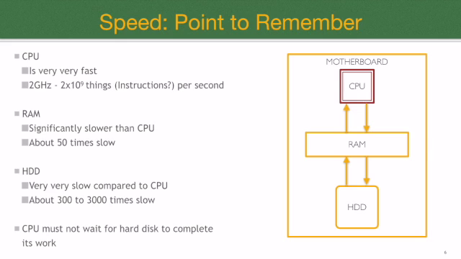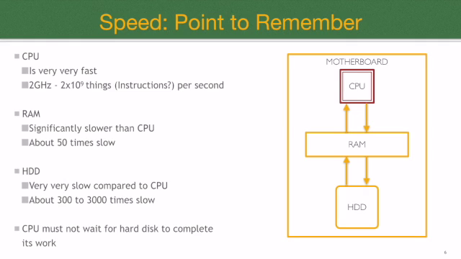It's very, very fast. To give you an example, when we say that this is our 2 gigahertz processor, which is a very slow processor to be very true, we are saying that this processor can do 2 into 10 raised to the power 9 different things. And by things, I mean different instructions in a single second. So that's a lot of different operations that a CPU can perform within a single second.